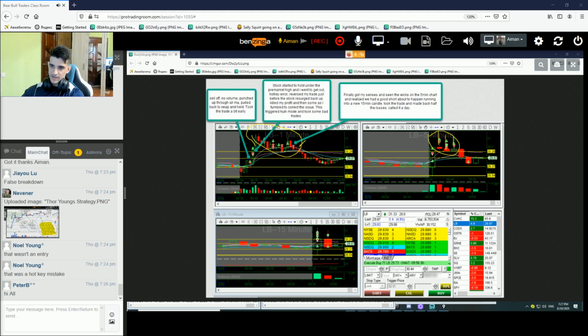The short play though was smart. I like the short play. Why is that? Double reversal candles on the 5 minute chart. It's being pushed back down a third time. You're taking it to the short side and there is the move.